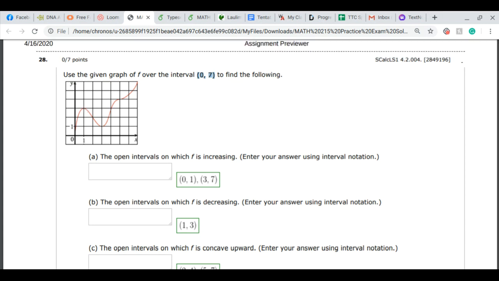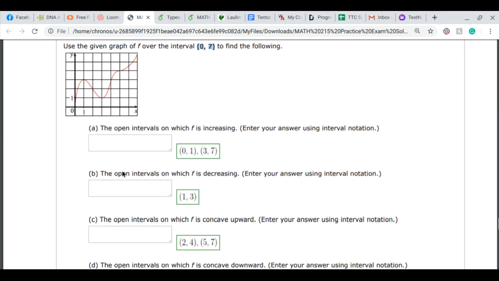Where else is it increasing? Well, now here it's decreasing from 1 to, let's see, where is that? 1, 2, 3. And now it's increasing again from 3 to 7. There's your answer. Where is it decreasing? We just saw 1 to 3.